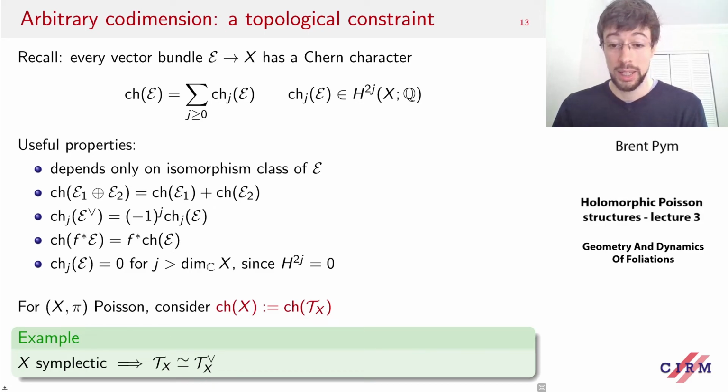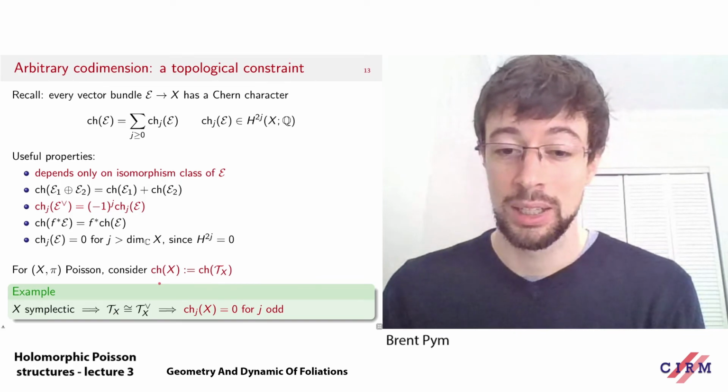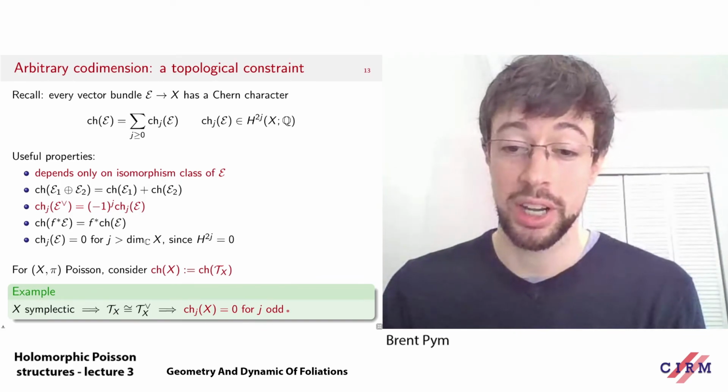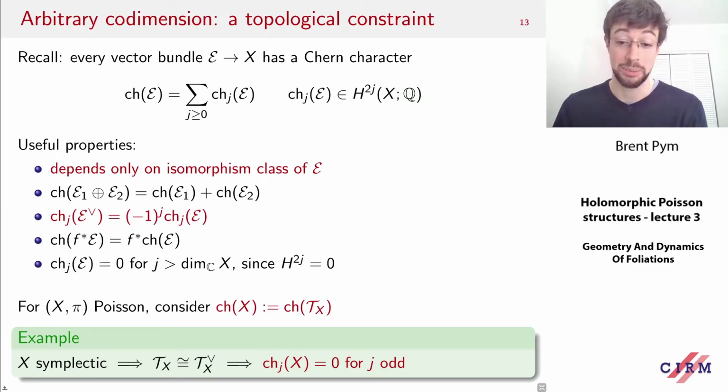So in light of these properties above, first of all, the first property says that it depends only on the isomorphism class of E, so the Chern character of the tangent bundle is now the same as the Chern character of its dual. But on the other hand, the Chern character of the dual has a change in sign in the odd components. So the only way this is possible is if the odd components of the Chern character are all 0. So if you have a holomorphic symplectic manifold, then the odd components of its Chern character are 0. That's a topological constraint on this complex manifold. It's easy to construct lots of examples of complex manifolds which don't have this property.